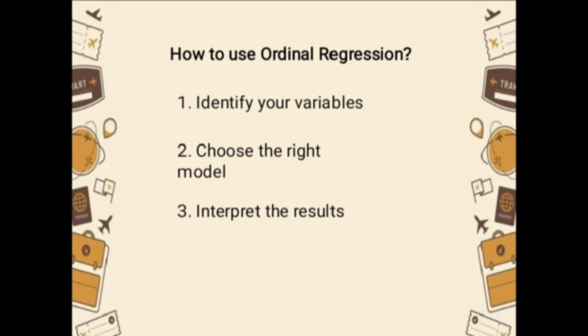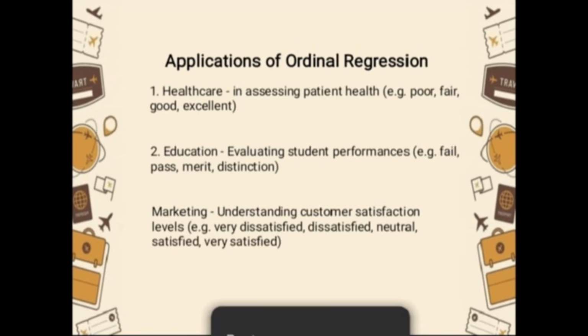Applications of ordinal regression. Ordinal regression can be applied in various fields like, number 1, healthcare, in assessing patient health status, for example, poor, fair, good, excellent. Number 2, education, evaluating student performance, for example, fail, pass, merit, distinction. Marketing, understanding customer satisfaction levels. Example: very dissatisfied, dissatisfied, neutral, satisfied, and very satisfied.